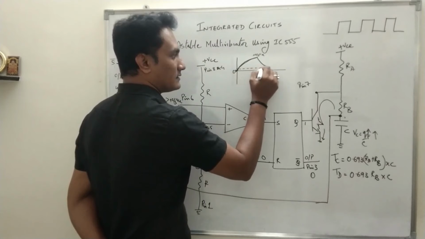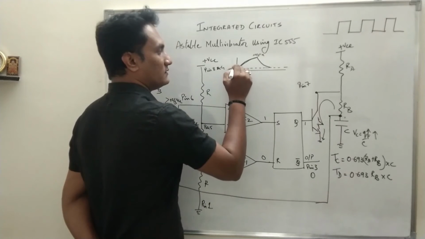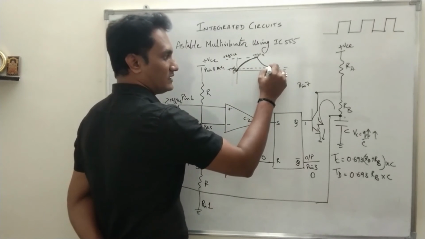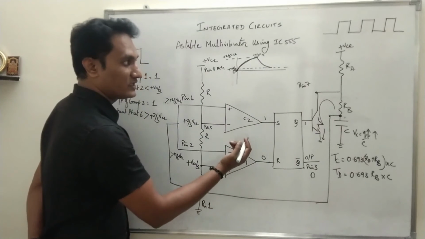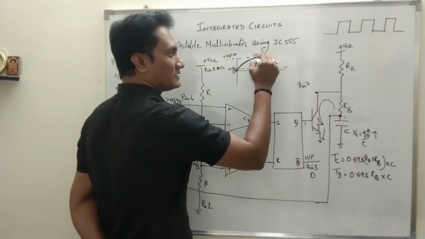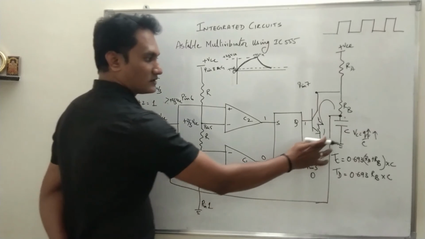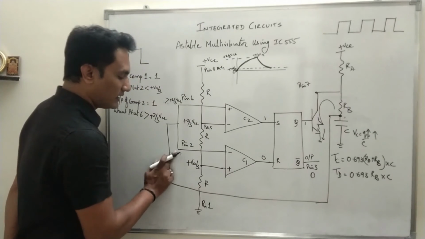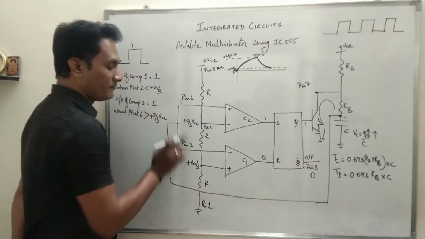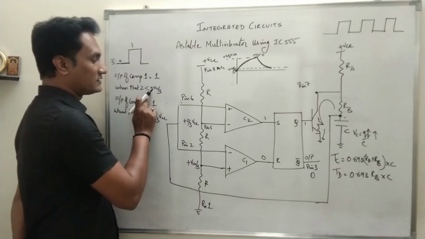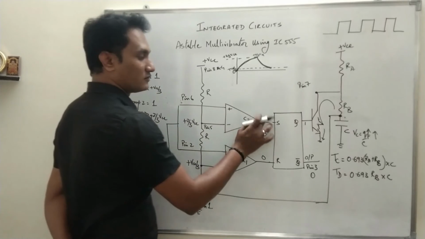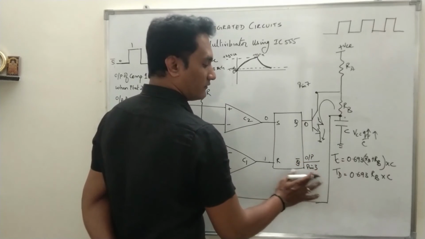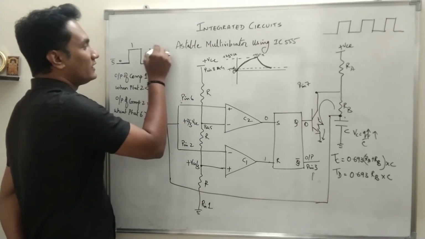This is VCC by 3, this is 2/3 of VCC. As soon as it crosses VCC by 3, the condition changes. That means there will be discharging time, and as soon as the potential across the capacitor while discharging goes less than VCC by 3, now pin number 2 condition will be satisfied and the other condition will not be satisfied. So this is 0, this is 1, S is 0, R is 1, Q will again become 0, Q bar will again become 1. So that triggering will keep on happening.